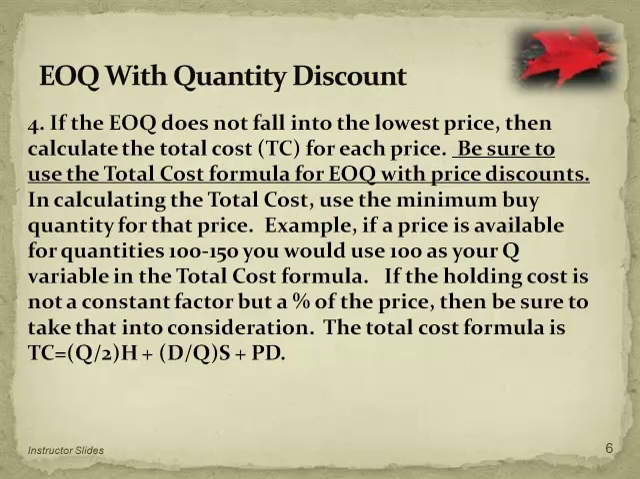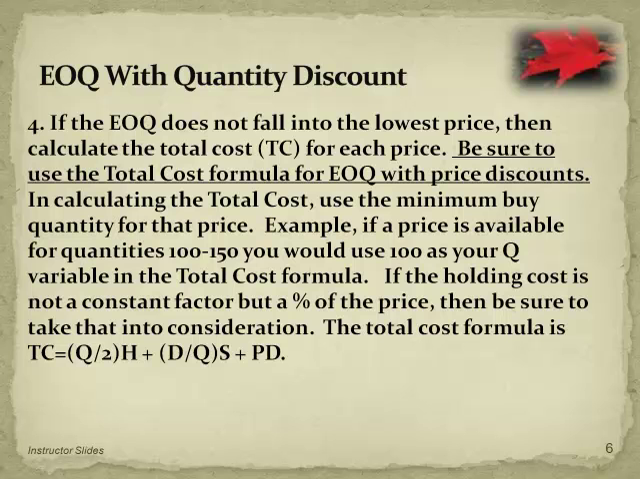If the EOQ does not fall into the lowest price point, then what we have to do is calculate the total cost for each of the various prices. And in the quantity variable in the formula, we're going to enter the minimum quantity that you must buy for that particular price.